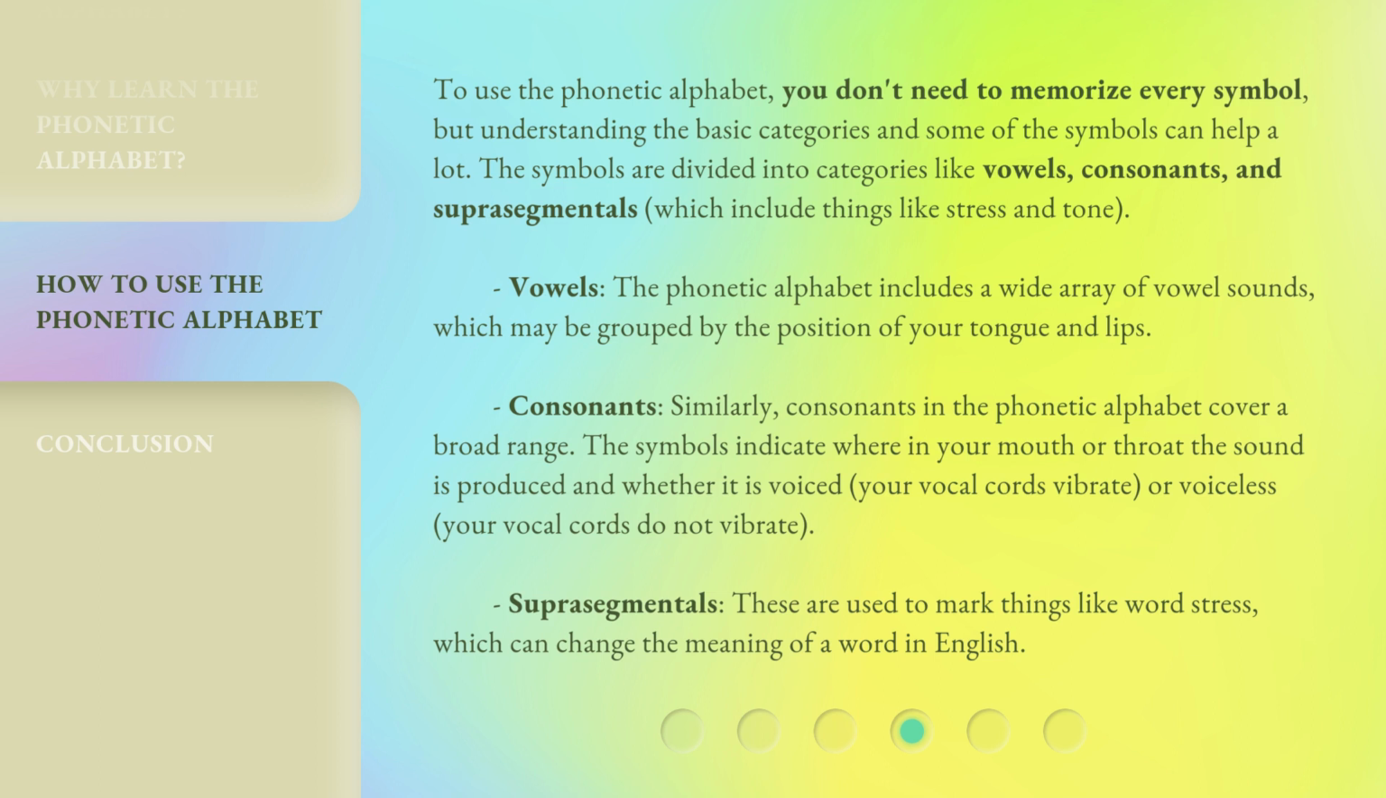Vowels. The phonetic alphabet includes a wide array of vowel sounds, which may be grouped by the position of your tongue and lips. Consonants. Similarly, consonants in the phonetic alphabet cover a broad range. The symbols indicate where in your mouth or throat the sound is produced and whether it is voiced, your vocal cords vibrate, or voiceless, your vocal cords do not vibrate. Suprasegmentals. These are used to mark things like word stress, which can change the meaning of a word in English.